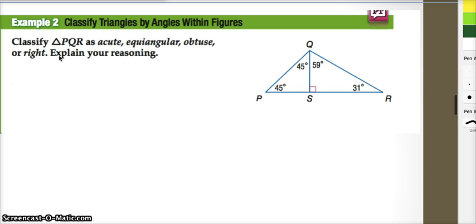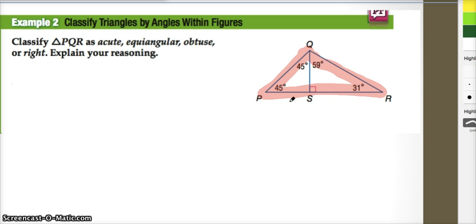Here's more. Classifying triangle PQR, identifying PQR as the larger outer triangle. Classify this triangle as acute, equiangular, obtuse, or right, and explain your reasoning. As I look at the larger triangle, sometimes it's helpful to highlight it, so I'll highlight it here in red just to keep my eyes focused on it.